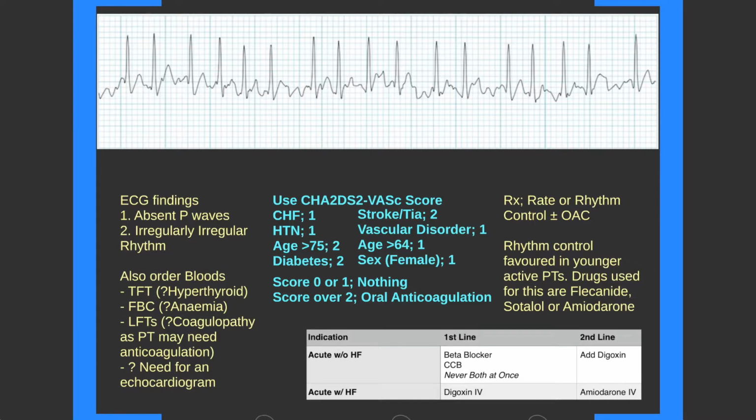In patients who you choose rate control with, without any structural heart problems, your first line is a beta blocker or calcium channel blocker. Never give both of those at once. You can have great problems with blood pressure control if you do. Second line would be digoxin. If the person has a problem with their heart already, like a heart failure or structural abnormality, you can give digoxin as your first line and use amiodarone as a second line.